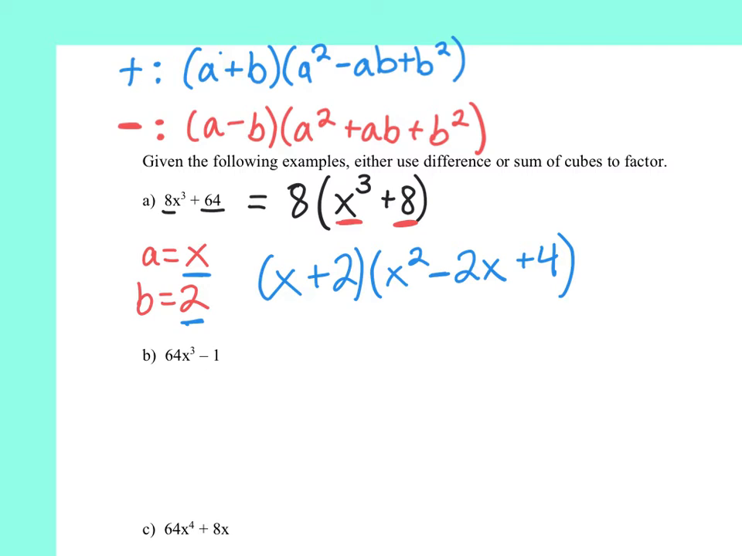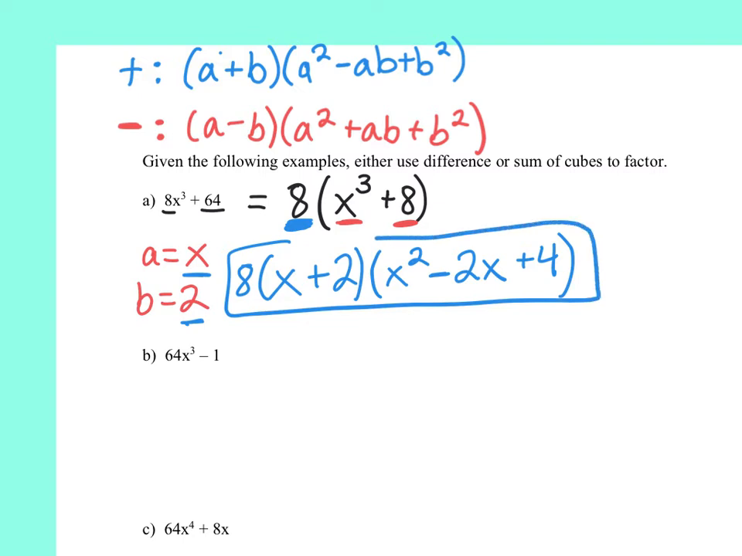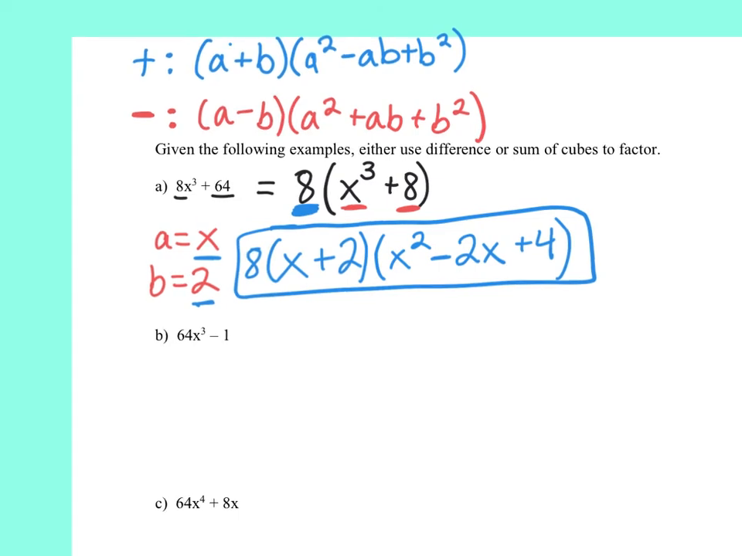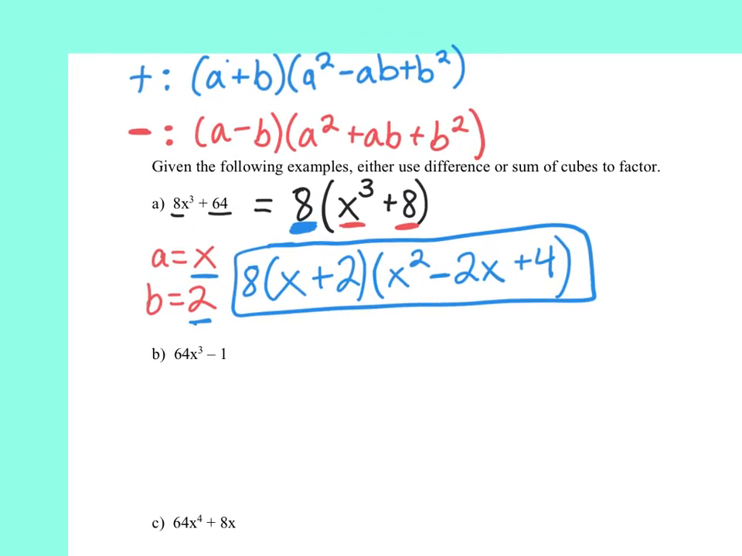There's only one thing that I'm missing, okay? What about this 8? Put it in front. Good. Because we took out a GCF, it's got to be in the answer. Awesome. Okay. I want you to try letter B. You can do it.